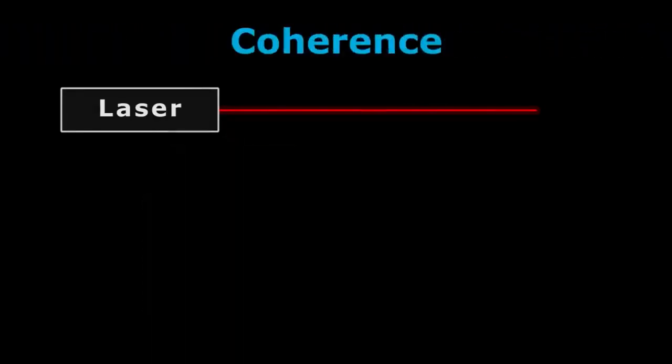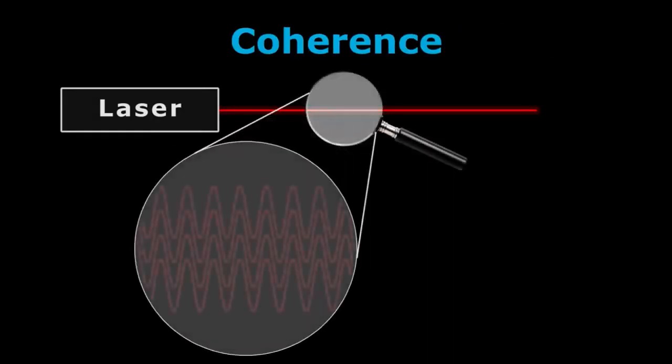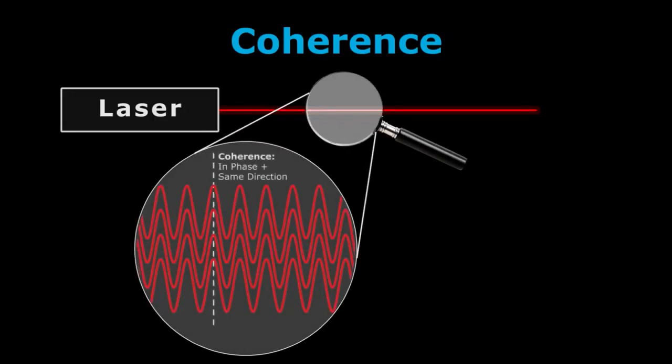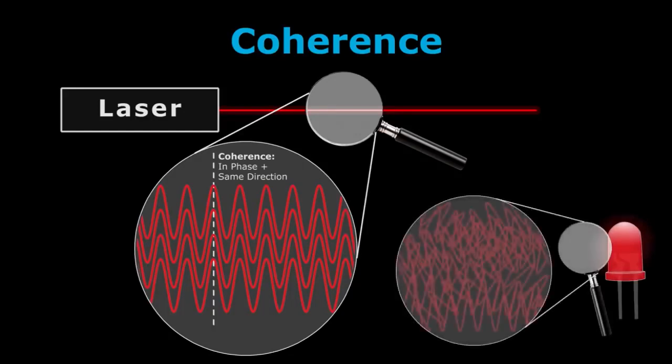The second is coherence. The light emitted by a laser is coherent light. This means it is all polarized in the same direction as well as being in phase. The laser is said to output highly coherent monochromatic light. An LED, on the other hand, is also monochromatic, one color, but it emits incoherent light.